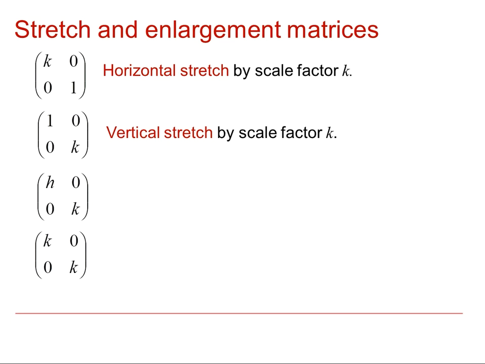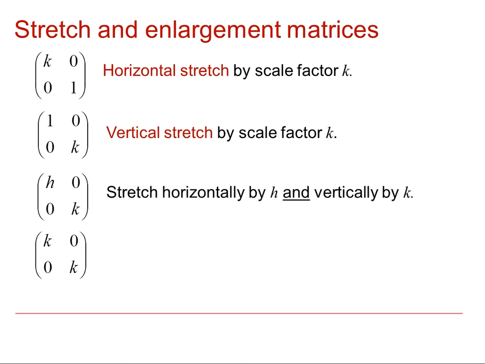The enlargement can have different values in the x and the y direction. So we'd have what's called a two-way stretch in some texts. So we talk about here a horizontal enlargement by a scale factor h and a vertical one by k. If both of those numbers are the same, then we talk about it being an enlargement with scale factor k, and again in both of these second two we have an invariant point which is the origin.